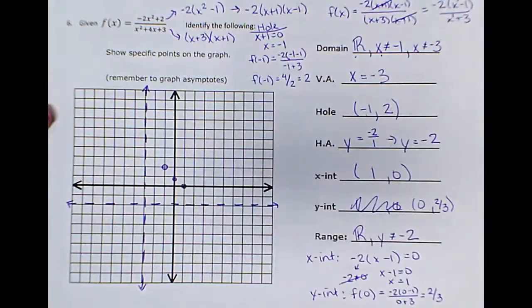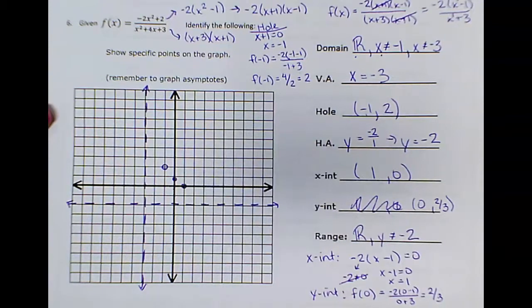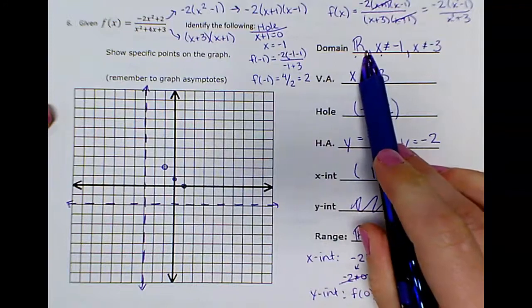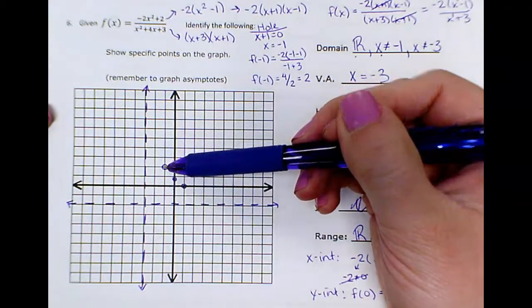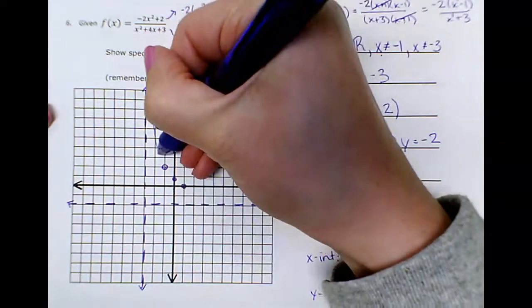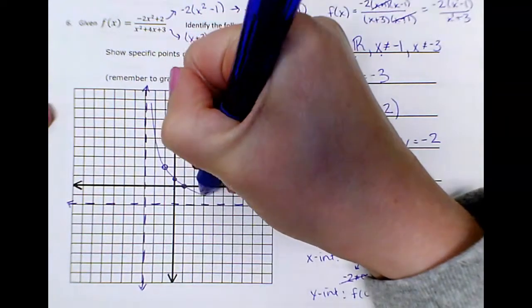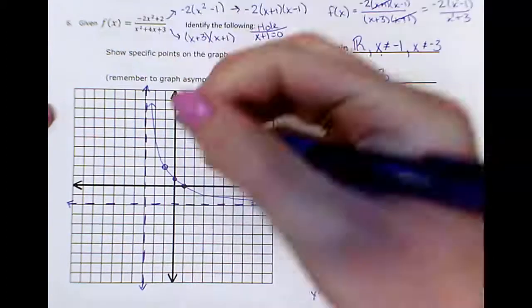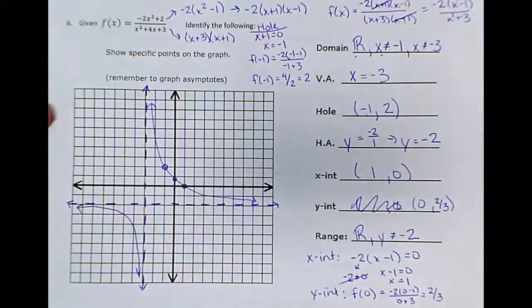This is looking good. It looks like I can connect. My range is all the y values except y can't be equal to negative 2. And my domain is all the x values except x cannot be equal to negative 1 and it cannot be equal to negative 3, which is good. So I can go ahead and fill in my hyperbola, making sure I don't put a line through that hole, but I do connect these. And then sketching that part of my hyperbola as well.